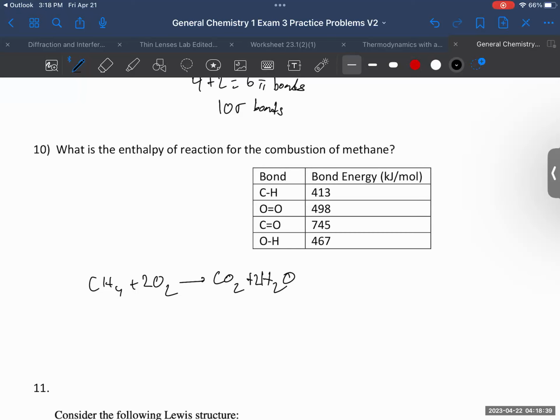All right. Now, what's the formula again for this? The sum of the bonds broken, I'm just going to put B for broken, minus the sum of the bonds formed, I'm just going to put F. Or as some of you like to call it, reactants minus products.